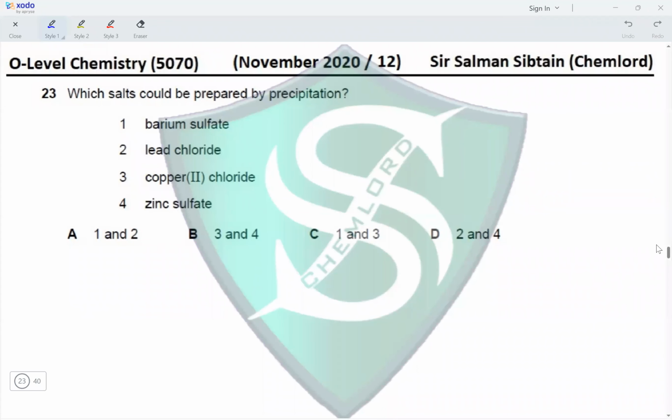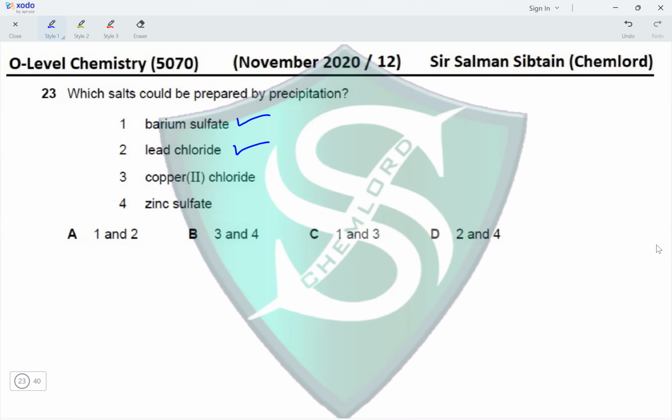Question 23. Which salts could be prepared by precipitation? So precipitation means formation of an insoluble salt. That is how it will form a precipitate. So one is barium sulfate. Yes, barium sulfate is insoluble. It can be prepared by precipitation. Lead chloride. Lead chloride is also insoluble. It can be prepared by precipitation.